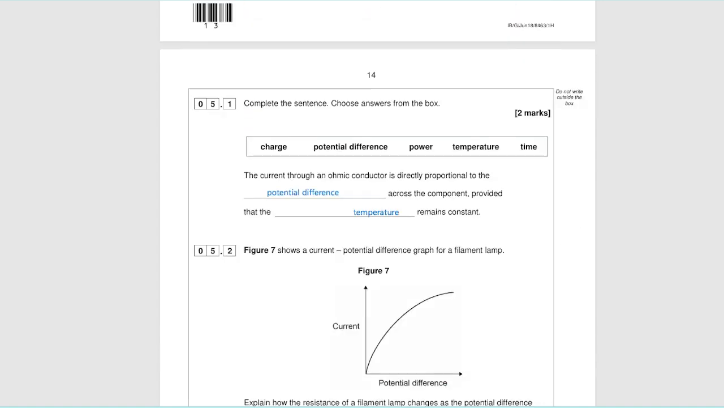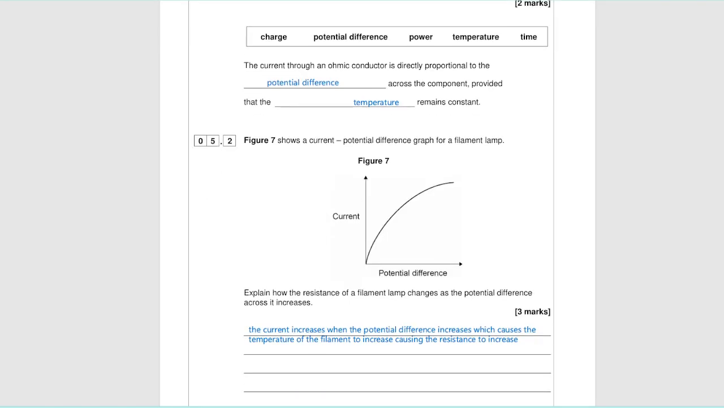Now 5.1, just choose answers from the box. The current through an ohmic conductor is directly proportional to potential difference across the component, provided that the temperature remains constant. And for figure 7, we're shown a potential difference graph of a filament lamp, and we're asked to explain how the resistance changes as the potential difference across it increases.